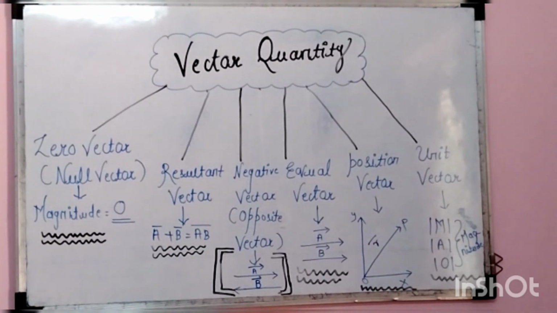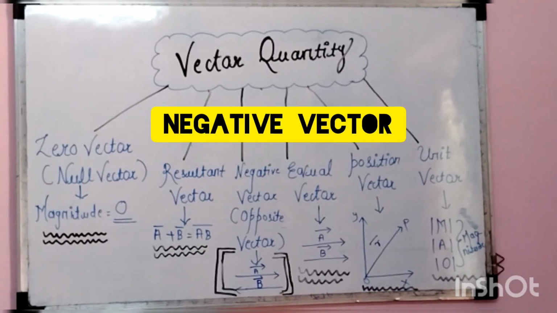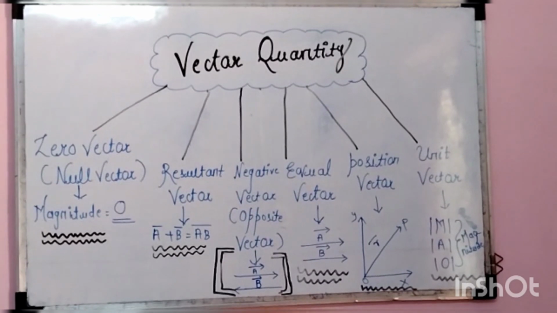Third concept is what is meant by negative vector. Negative vector is also called the opposite vector. The vectors having the same magnitude but opposite in direction are called negative vectors. A negative vector has the same magnitude but is opposite in direction.